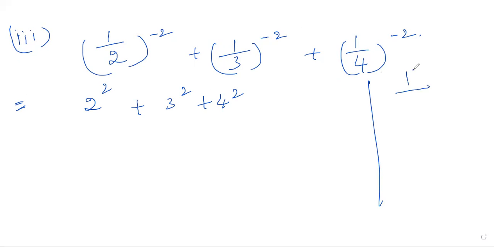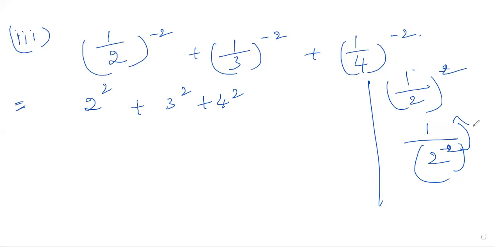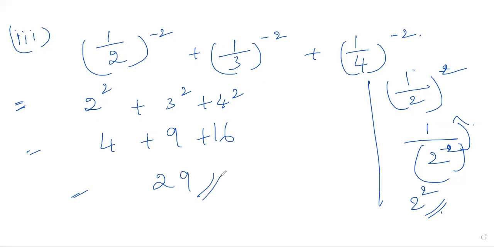1 by 2 whole to the power of minus 2, right? If you bring it into numerator, 2 to the power of minus 2 becomes 2 to the power of plus 2. Minus 2 becomes plus 2. Two square is 4, 3 square is 9, 4 square is 16. Total 29. Answer is 29.